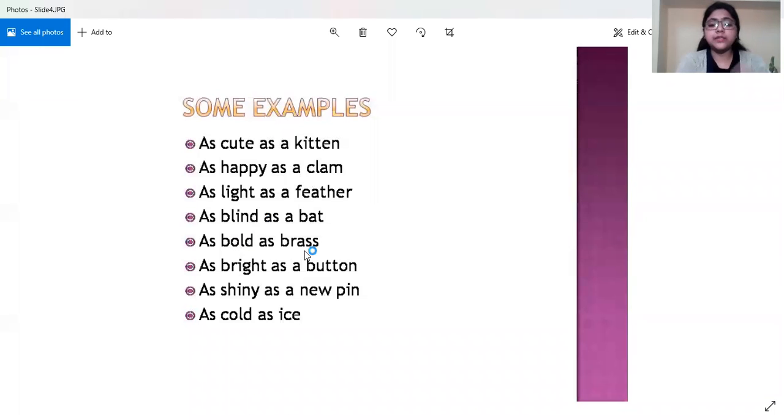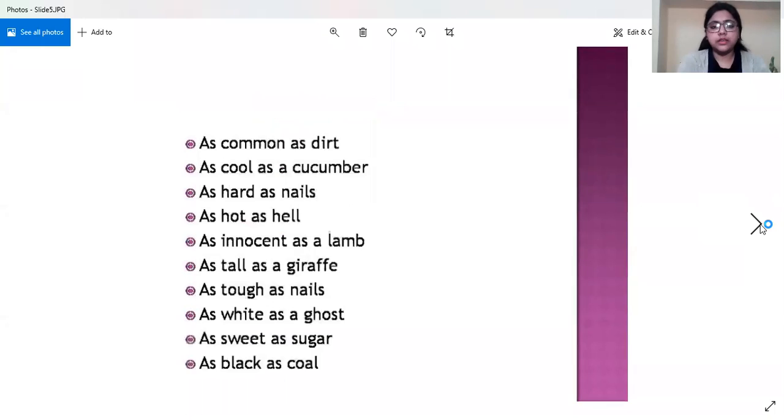Then as light as a feather, as blind as a bat, as bold as brass, as bright as a button, as cold as ice. Right, you people can just take it all down from this video only. All these examples: as common as dirt, as cool as a cucumber, then as hard as nails, okay, as black as coal. So these are all the examples which use as.